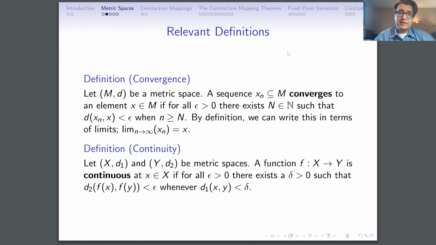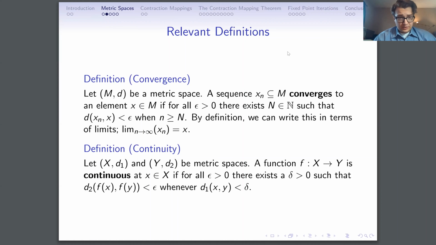And let's define what we mean by convergence in metric spaces, right? So if you have a sequence in a metric space, we say the sequence converges to an element in your set if for all epsilon greater than 0, there exists some natural number N such that the distance between x sub n, right, your iterate, and x is less than epsilon when little n is greater than or equal to your natural number, capital N. And then similar to how you would work with the reals when you establish convergence, you can write this in terms of limits. So the limit as n approaches infinity of x sub n is equal to x.